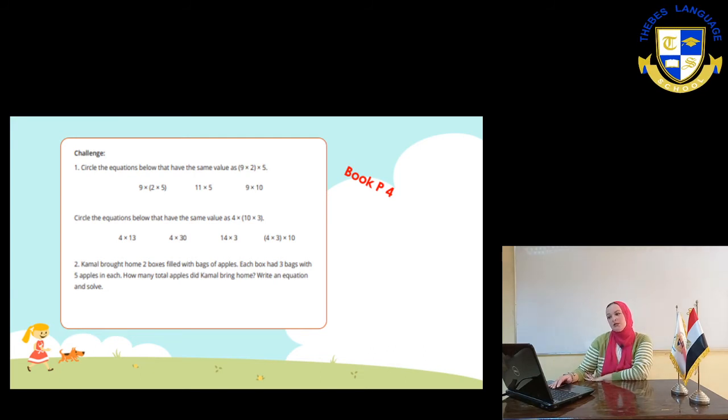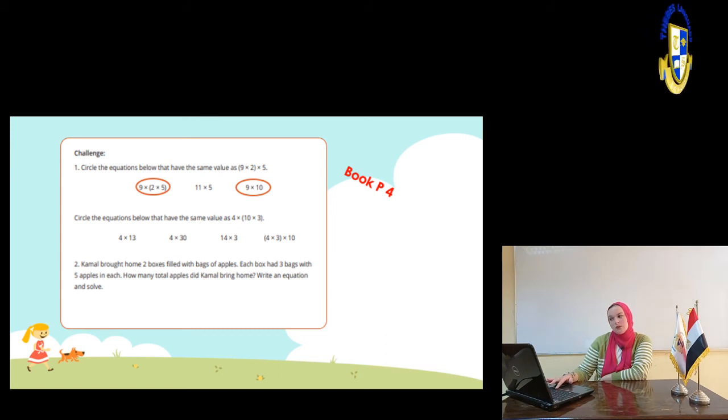Number 1, circle the equations below that have the same value as 9 times 2 times 5. We have 3 numbers, 9, 2, and 5. And we have 3 choices: 9 times bracket 2 times 5, or 11 times 5, or 9 times 10. Now, the first choice is right because it has the same numbers as the example.